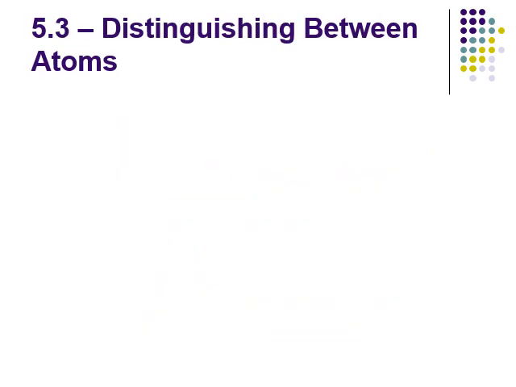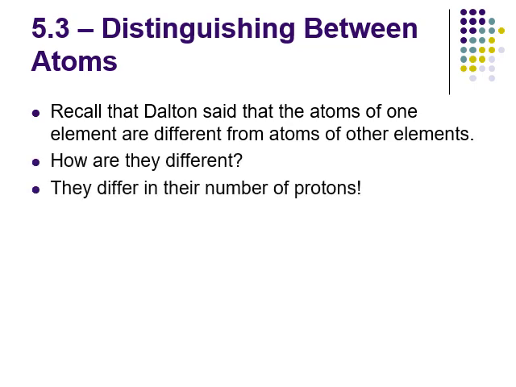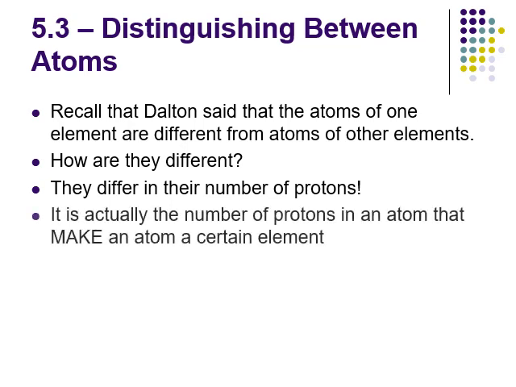Okay, so distinguishing between atoms, section 5.3. Now, I want you to remember that Dalton said that atoms of one element are different from atoms of another. That's still true. But we want to ask how are they different? And it turns out they differ in the number of protons. So what we actually find is it's the number of protons that defines what element we're looking at.